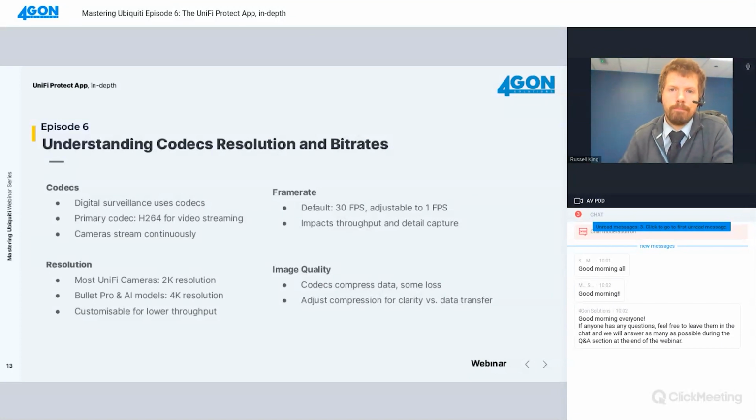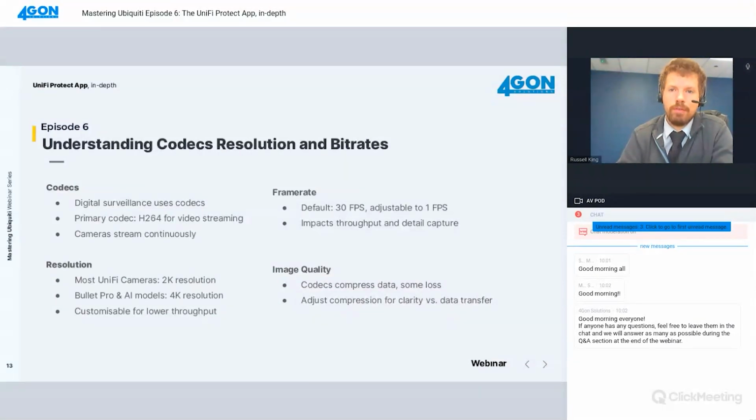Next up is resolution. Most UniFi video cameras use 2K resolution, so 4 megapixels, with the exception of the Bullet Professional and AI models, typically using a 4K resolution. This is customizable in most cases to set lower streaming resolutions, which reduces the throughput requirements at the cost of footage clarity. Another consideration is frame rate.